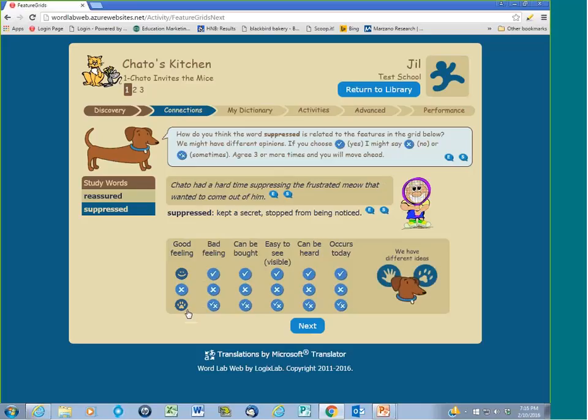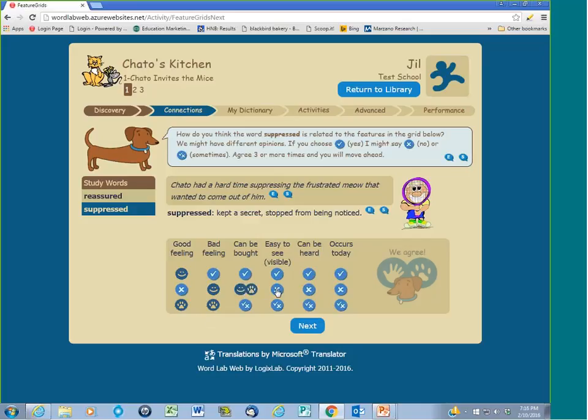Oh, Merlin says sometimes. I guess that could make sense. If you have to keep a secret because there's something scary, that would make sense. That would be not such a good feeling. Bad feeling, no. Oh, Merlin again says sometimes. Well, I guess that makes sense if he thinks it's a good feeling sometimes.